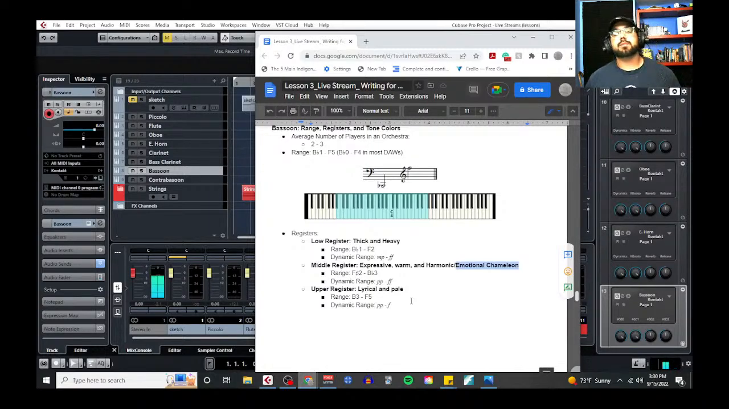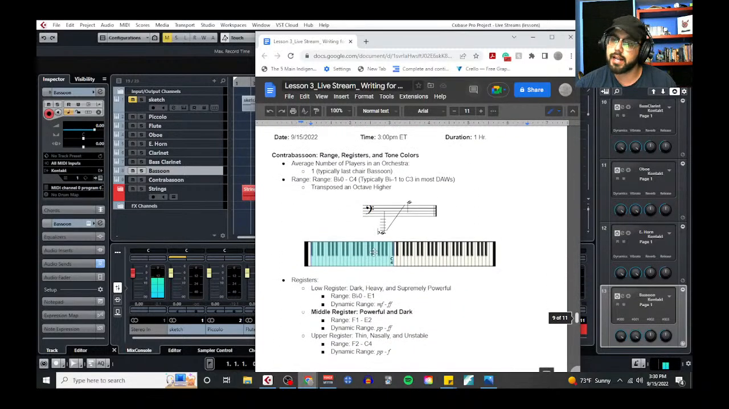The upper register is almost strictly reserved for melodies. It's a very soft sound, a very pale sound. As you remember, as a member of the double-reeded family, the bassoon does get softer the higher it moves in its range, and more powerful and brutal the lower it gets in its range.